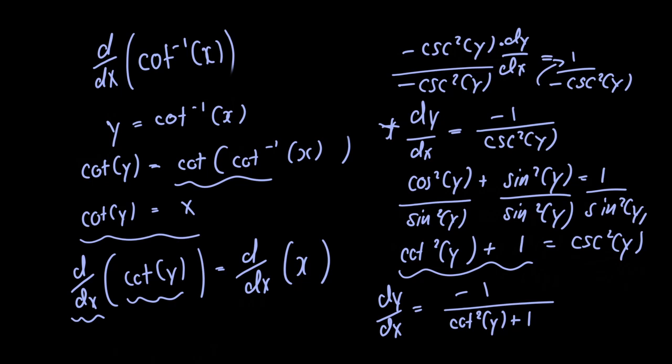Now remember, right here we wrote cotangent of y is equal to x. So if we were to square this, we would be able to substitute x squared into this equation here for cotangent squared of y. So let's go ahead and do that. So we have minus 1 over 1 plus x squared. And that's the answer to this problem.